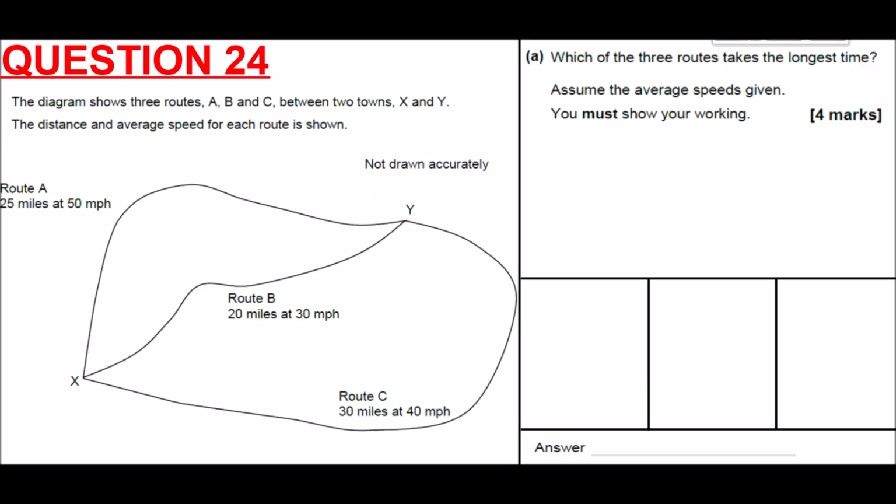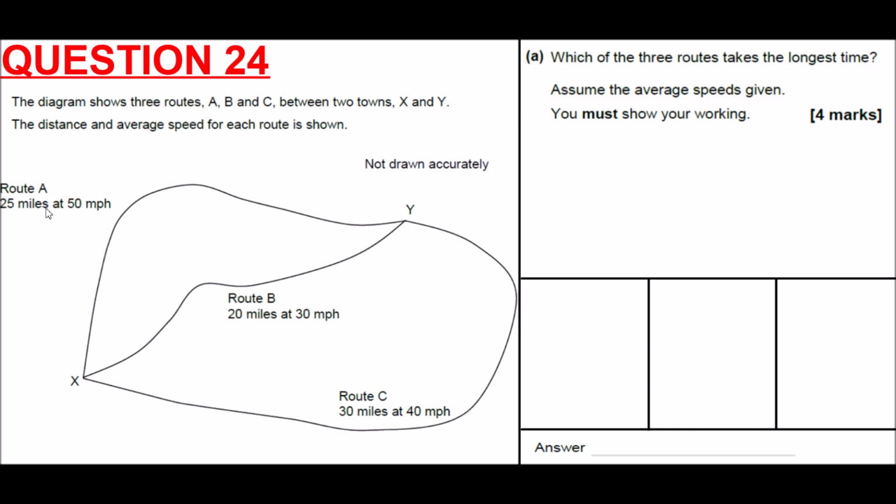Question 24, we've got questions about speed, distance and time. So what we're told here for question 24 is there are 3 different routes between 2 towns X and Y. Route A, route B, route C. The distance and average speed for each route is shown. Which of the 3 routes takes the longest time? We need to assume the average speeds, and we need to also show our working.